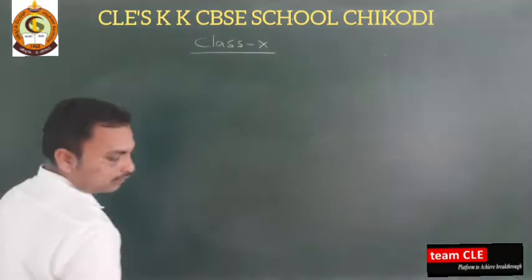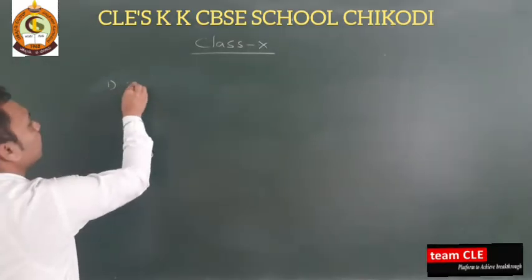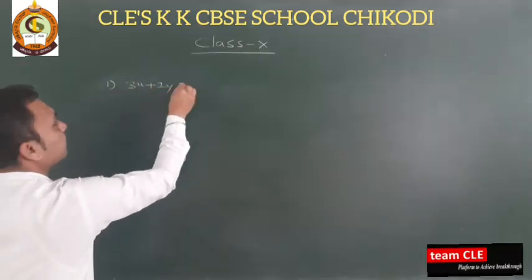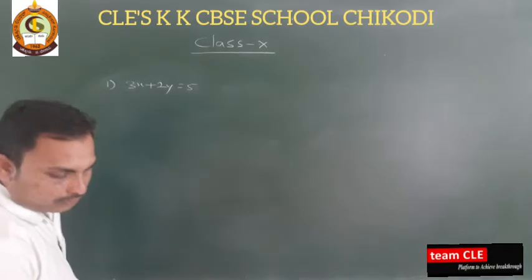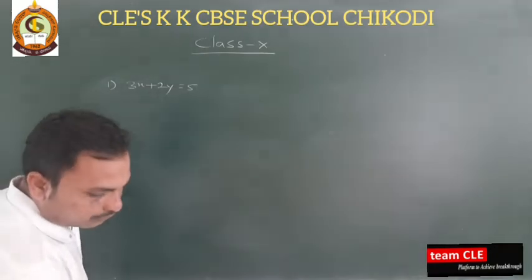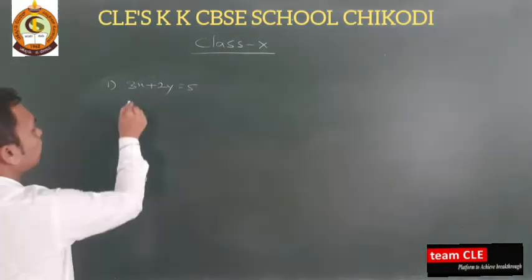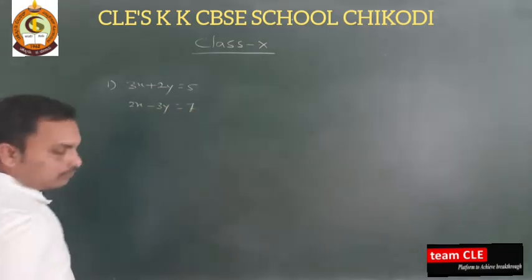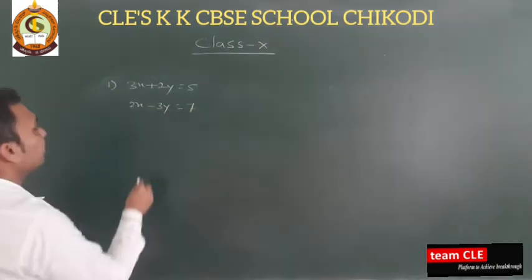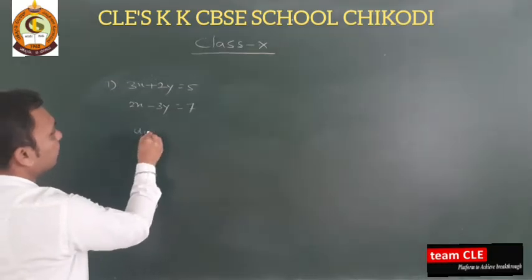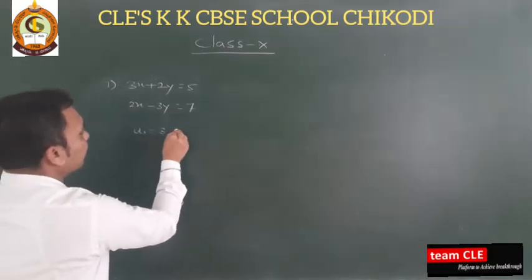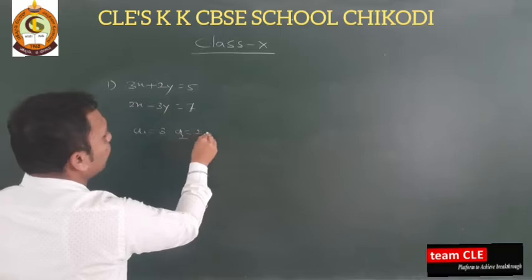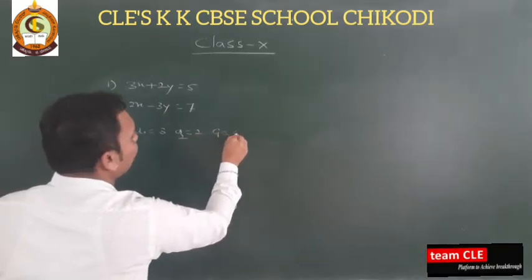3x plus 2y is equal to 5. 2x minus 3y is equal to 7. So this is the equation here. Now A1 we have here 3, B1 we have 2, C1 we have 5.